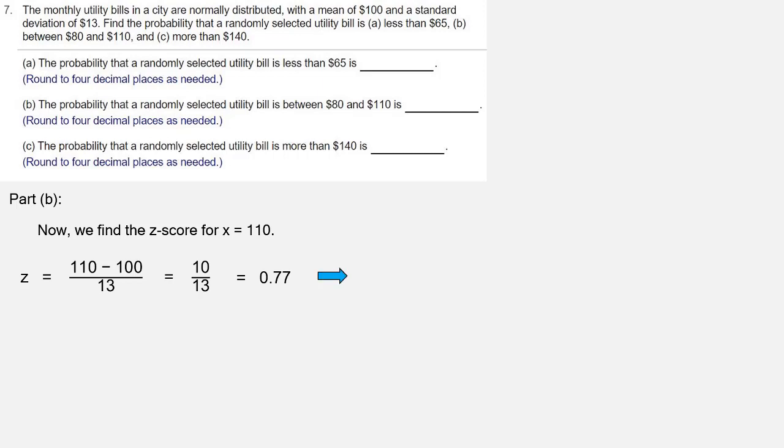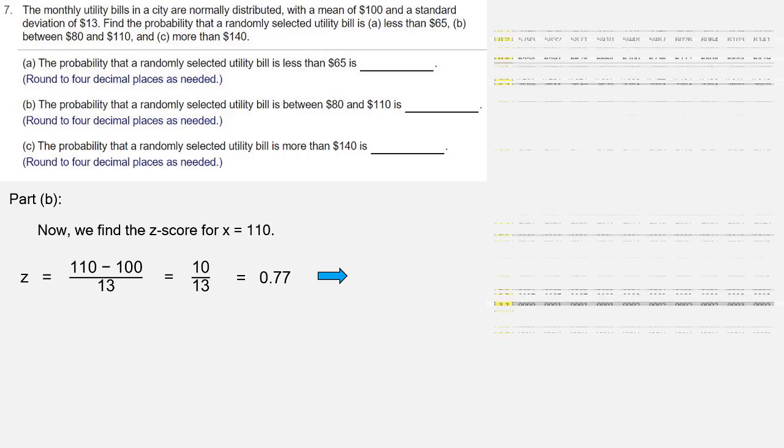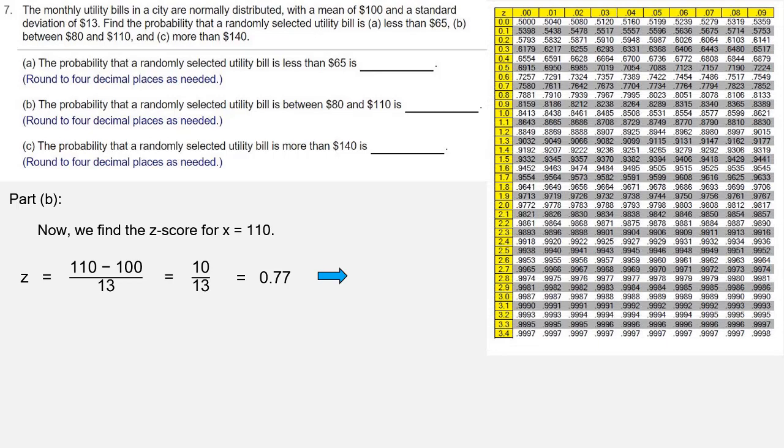And that's going to lead us to a table value. Well, we need the positive side of the standard normal distribution to find this table value. And for 0.77, the table value is given by 0.7794.